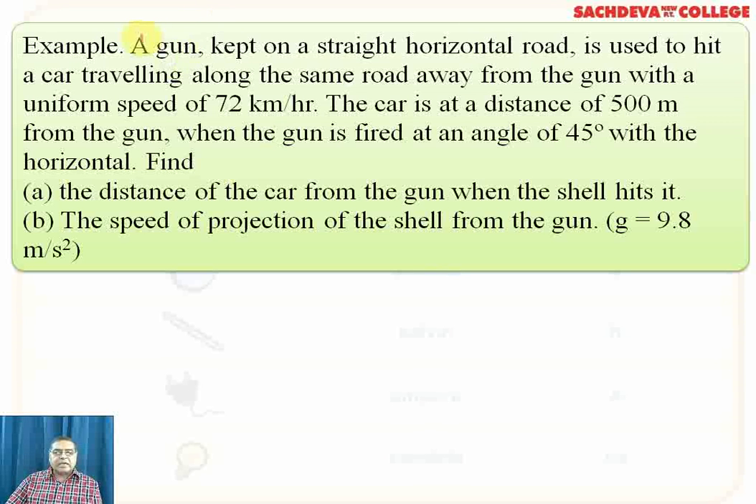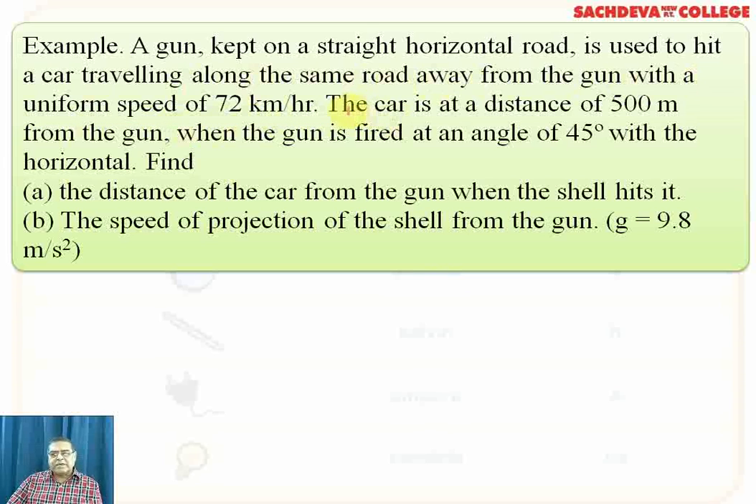Now in the next example, we are again taking an example of a projectile. A gun kept on the horizontal road is used to hit a car traveling along the same road away from the gun with a uniform speed of 72 kilometers per hour.